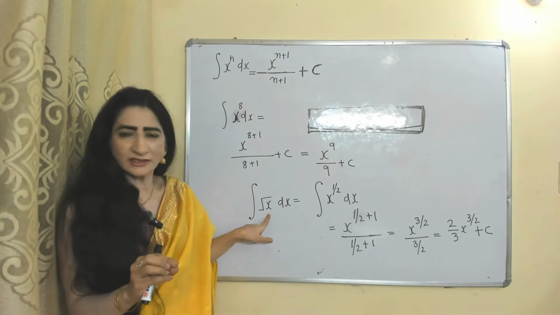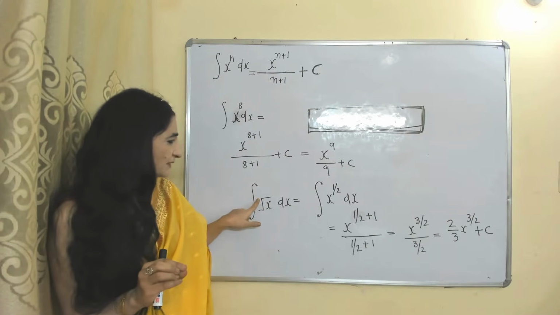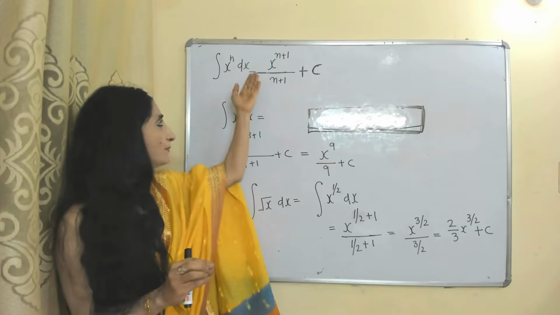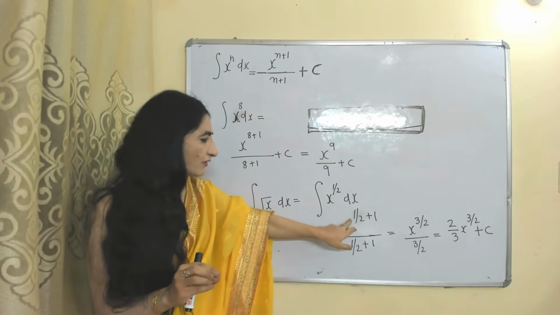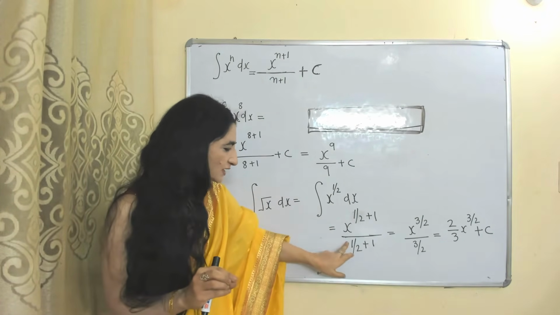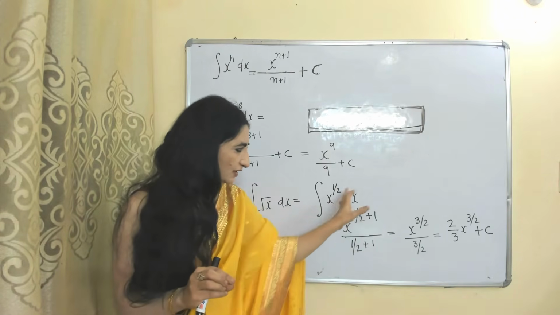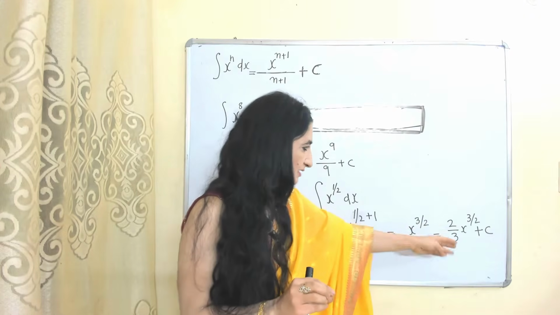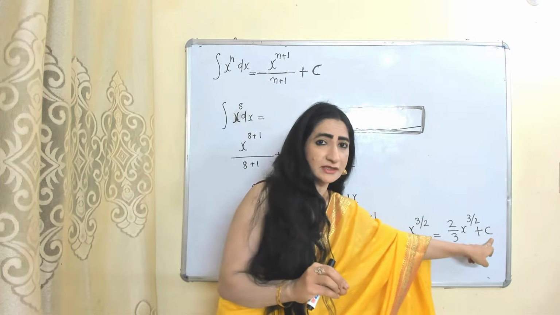How to integrate root x? Simply in place of root you will write 1 by 2. Now apply this rule: x to the power 1 by 2 plus 1 divided by 1 by 2 plus 1, and solve. It will become equal to this, and you can write this like this plus this constant term.